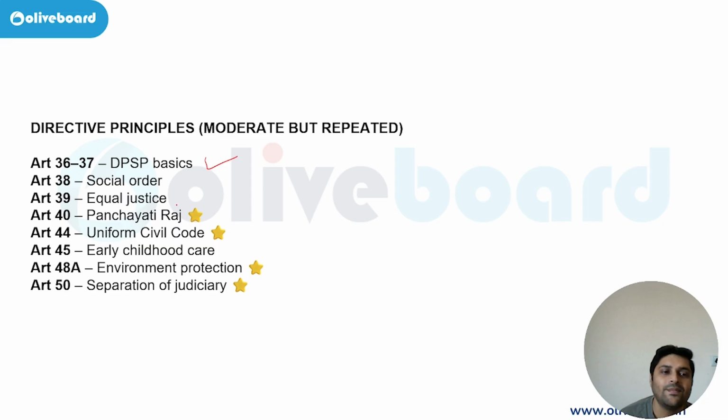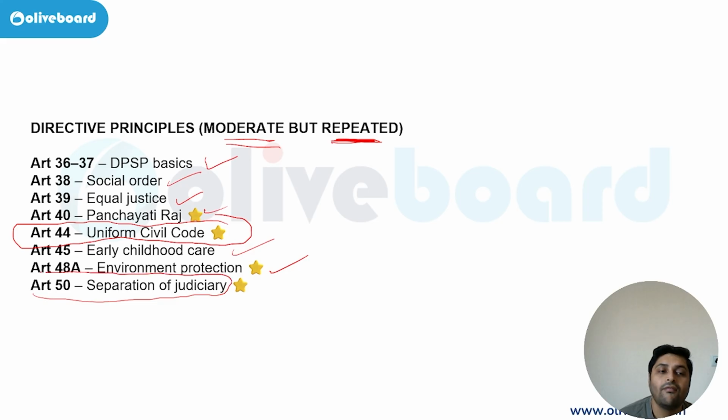Next we have 36, 37, DPSP. 38 social order, 39 equal justice. Moderately important but repeated. They have been repeated. Okay, uniform civil code, super important, a lot in news. Panchayati Raj 40, early childhood care 45, environment protection 48A, separation of judiciary from what?